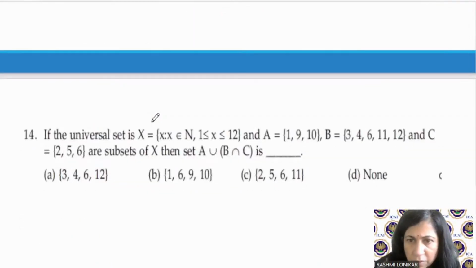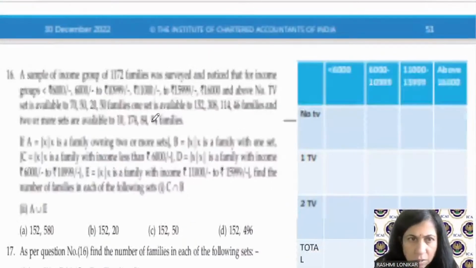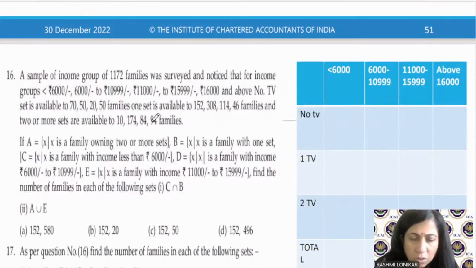Okay, let me first do this. Okay, this is one example I'll take, and then we'll move to relations and functions.